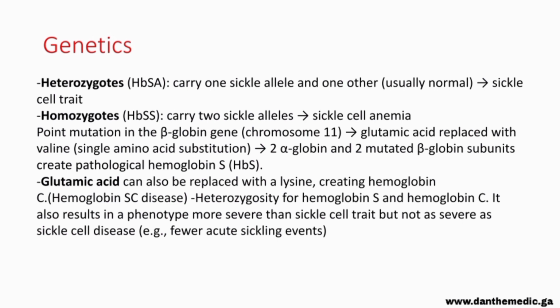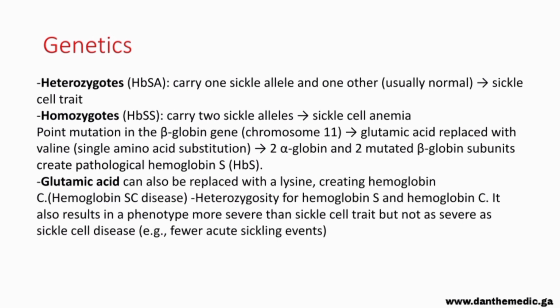So let's talk a little bit about genetics. I stated earlier that it's an autosomal recessive disease, and then we have different forms. Basically, we have heterozygotes, which are carriers of the disease. We have homozygotes, which are people that have sickle cell disease. Basically, they have two sickle cell alleles. The way this occurs is by point mutation of the beta globin gene, which then leads to replacement of glutamic acid with valine.